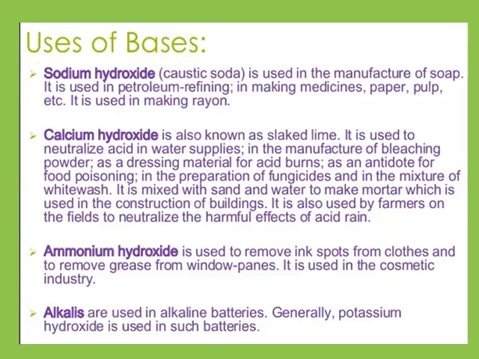Calcium hydroxide, also known as slaked lime, is used to neutralize acid in water supplies, to manufacture bleaching powder, as a dressing material for acid burns, as an antidote for food poisoning, in the preparation of fungicides, in a mixture of whitewash. It is mixed with sand and water to make mortar, which is used in the construction of buildings. It is also used by farmers on the field to neutralize the harmful effects of acid rain.